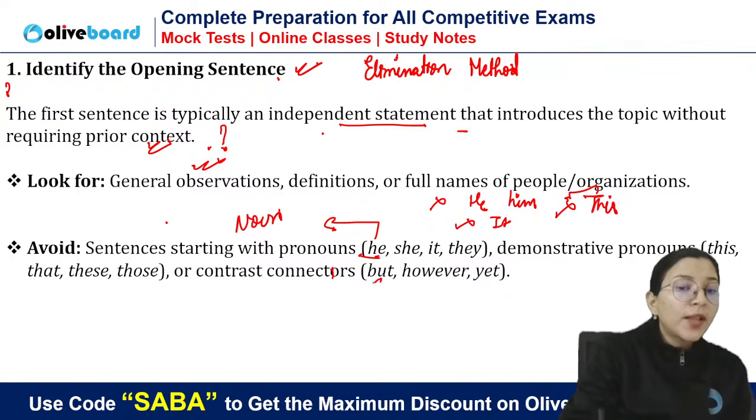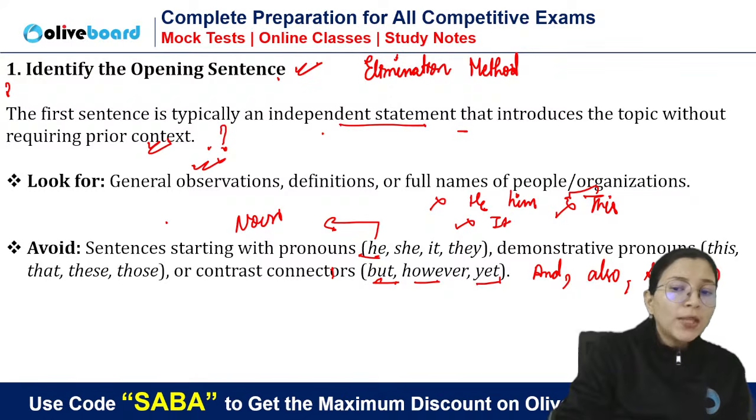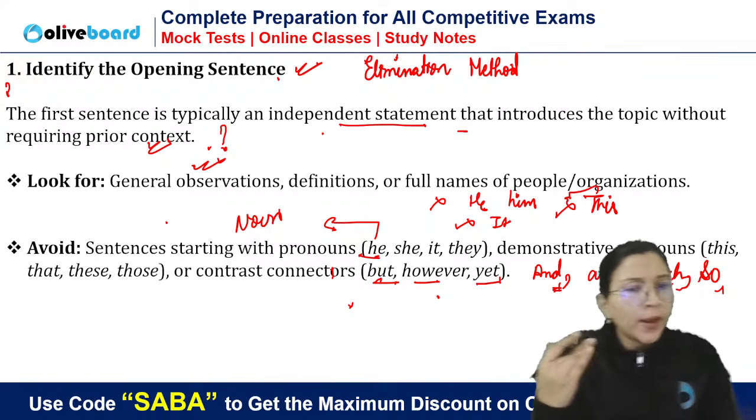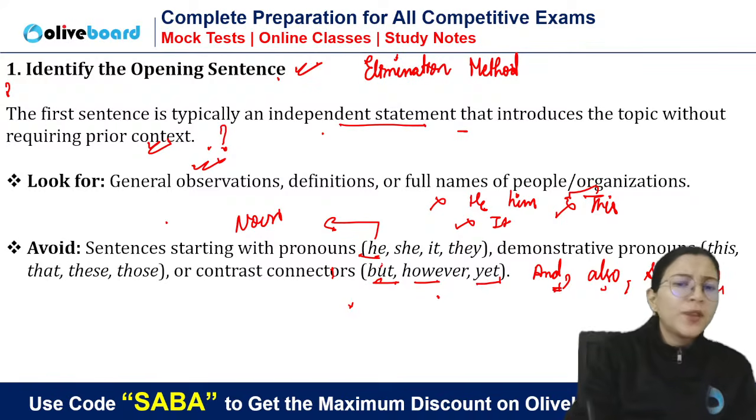If you get connectors like but, however, yet, contrasting connectors, and also if you get in a sentence words like such, so, all such can never be the first sentence. You will directly eliminate even without reading all the sentences. Is it clear? Because a parajumble can never start with but, it can never start with however, it can never start with yet. Is it clear? Or any other conjunction, and also such, so, all these. Clear everyone? You will eliminate these as soon as you see them. And most of the time it will happen that either you will get a pronoun or you will get this, that, these, those, all these things. Okay?